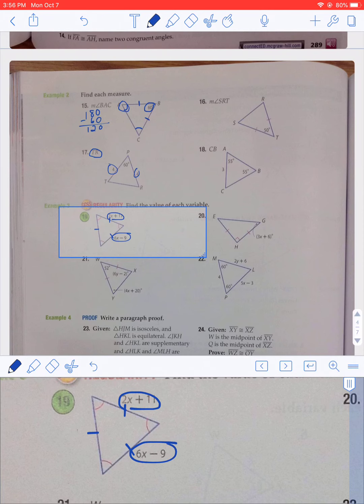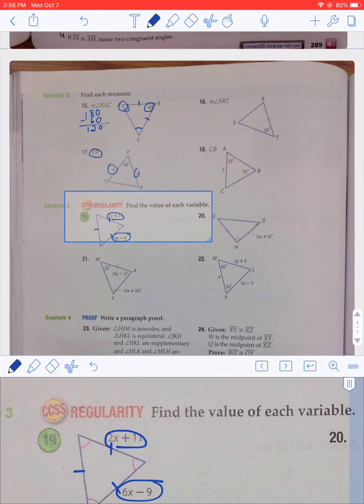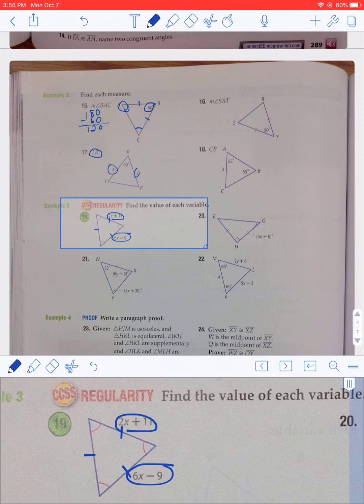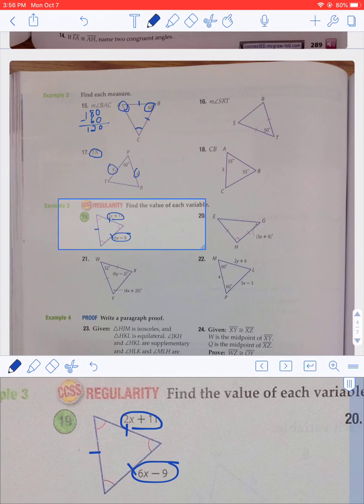So you can set them equal to each other and solve for x, and you just have to find the value of each variable. So that's all you've got to do. All you've got to do is set them equal to each other, okay?